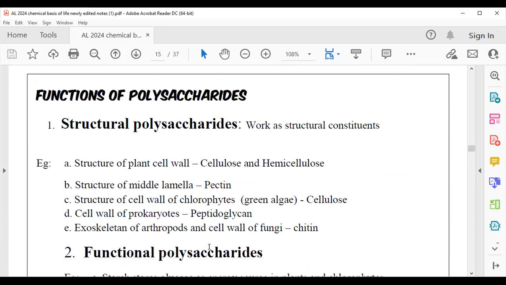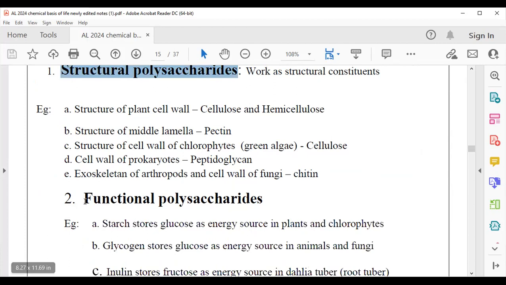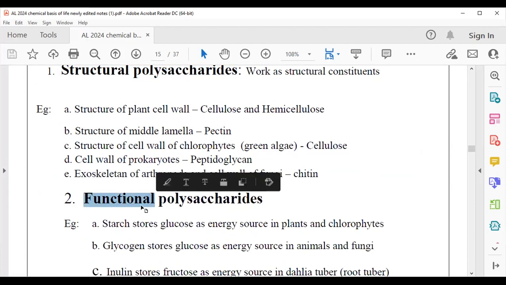Okay. Function-wise, polysaccharides are divided into two types. One we call structural polysaccharide, the other one, cut this word and write storage polysaccharide. Functional, yeah, it's functional, but what is the function? Storage is the function. So it is a storage polysaccharide.